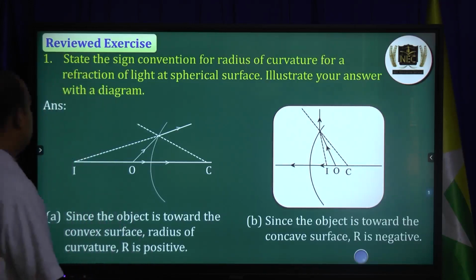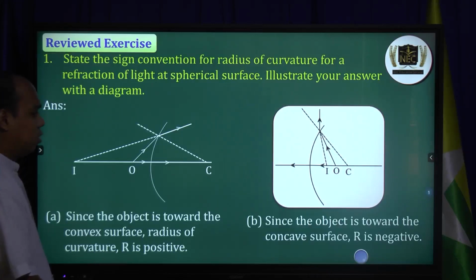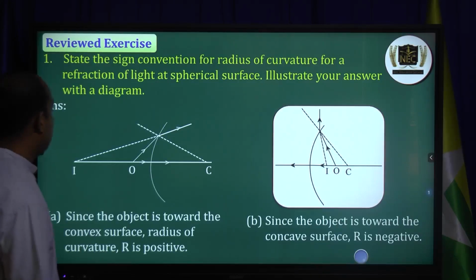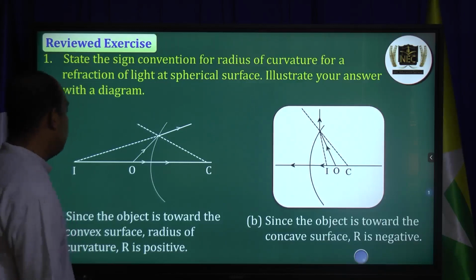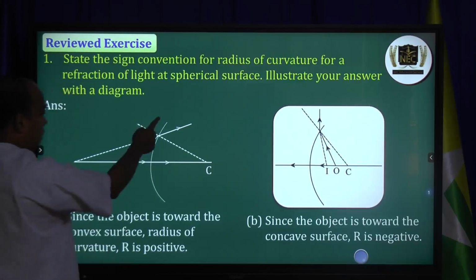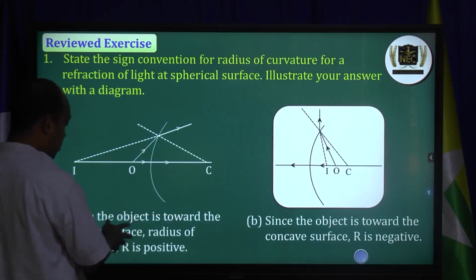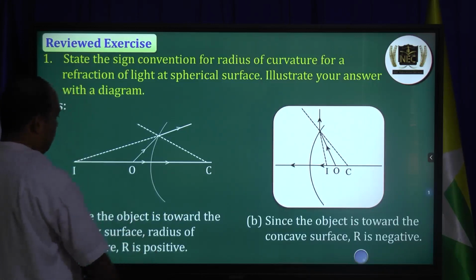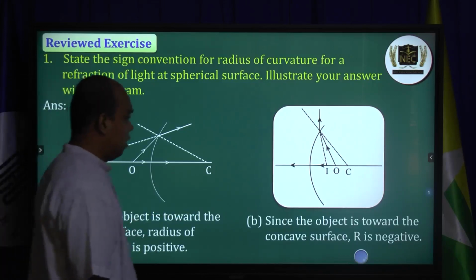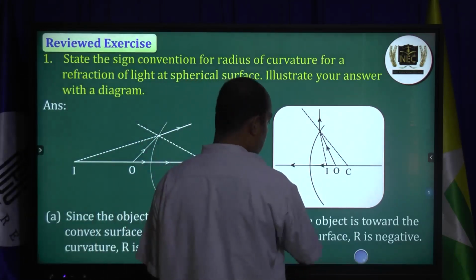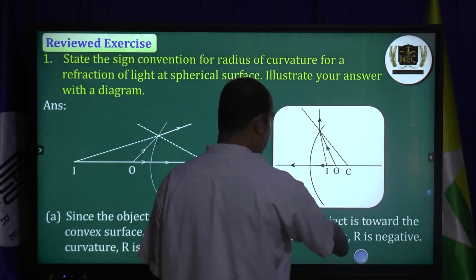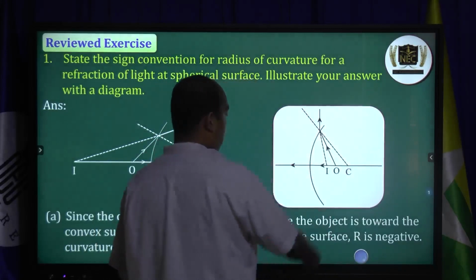Take the sign convention for the radius of curvature of the refracting spherical surface. Let's take it with a diagram. If the object is towards the center of curvature side, the radius of curvature is positive. If the center of curvature is on the other side, the radius of curvature is negative.